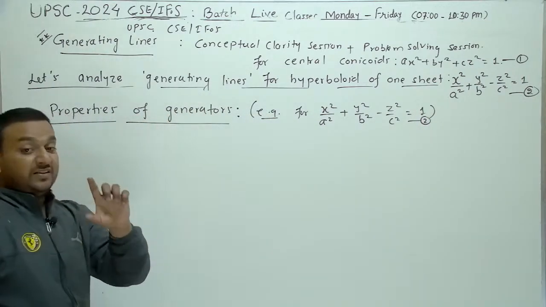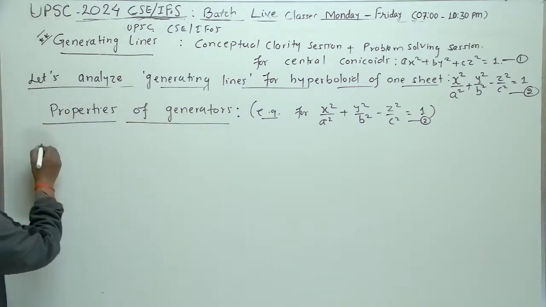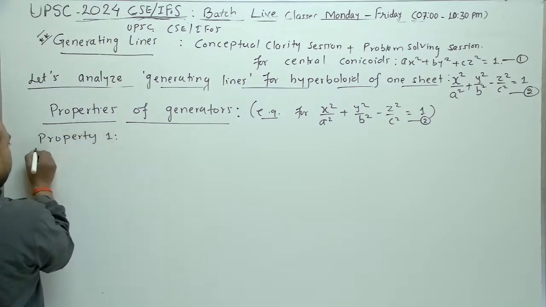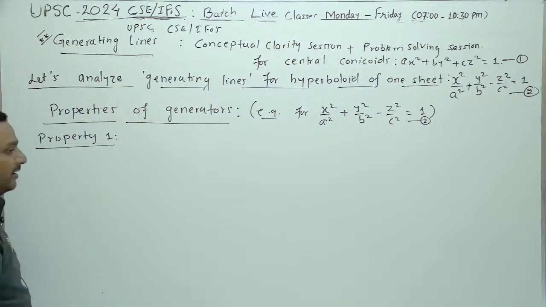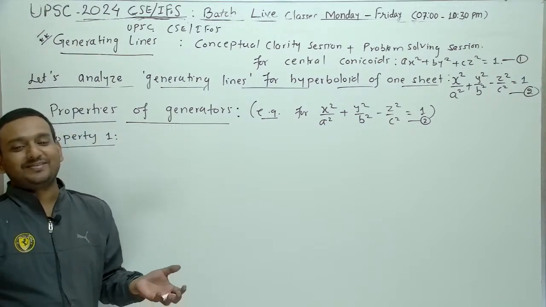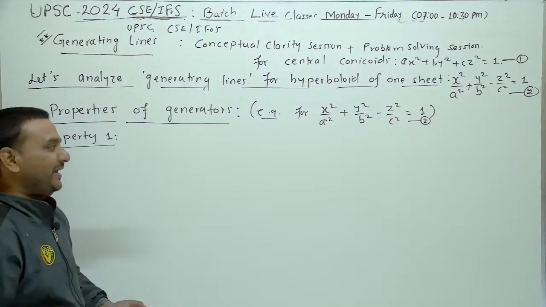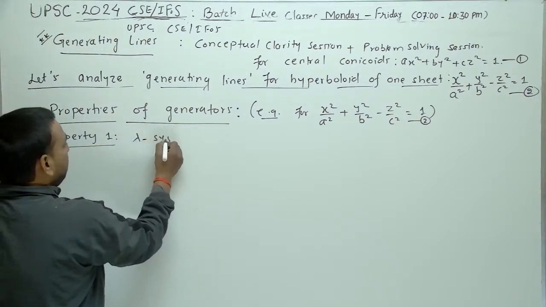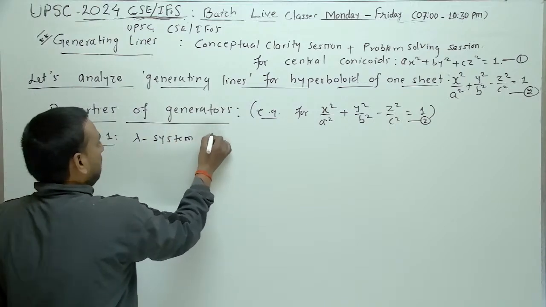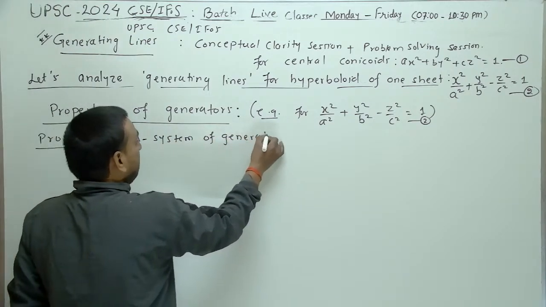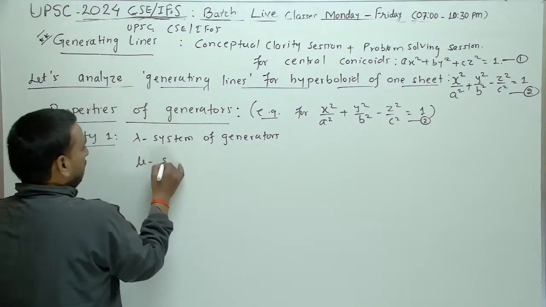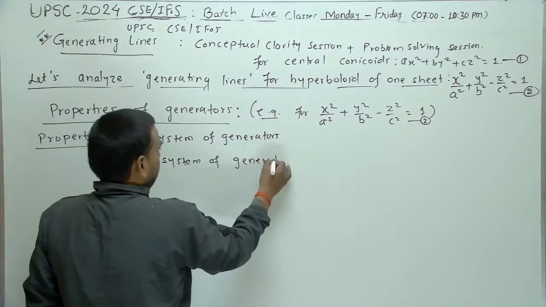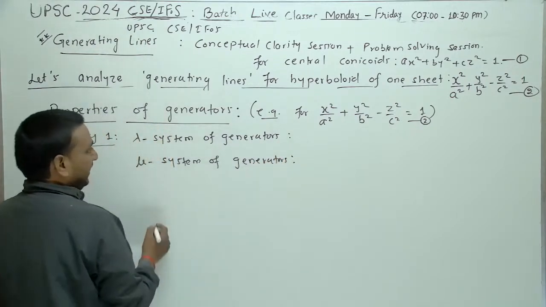चलिए ध्यान से देखेंगे इस चीज को. Property 1. Only once you have to see these properties in detail. After that, automatically those will be settled in your mind. No need to panic about that. देखिएगा ध्यान से. So we call the lambda system of generators, which we learned in method 1, and the other we call the mu system of generators. Okay dear fellows, देखिएगा ध्यान से.